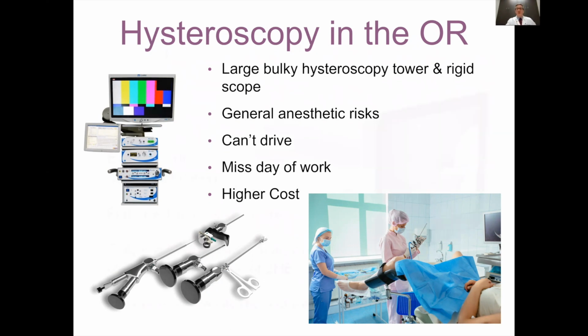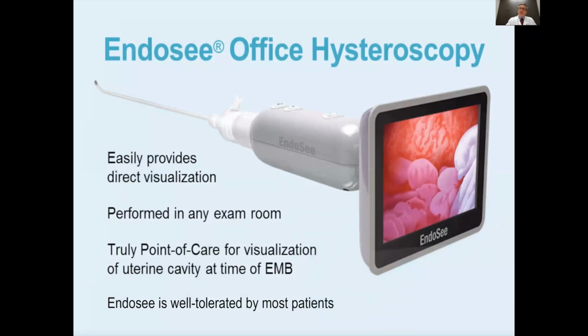The procedure we do in the office, this new device, Endosee office hysteroscopy, affords us as practitioners to provide a better experience for our patients. It takes less time. For example, a patient who has an Endosee procedure versus an operating room procedure just shows up to the office shortly before her appointment time. We do the examination in any one of our examination rooms. We don't need to have an OR per se. And the advantage is that it's very quick. It's very well tolerated and much less uncomfortable.